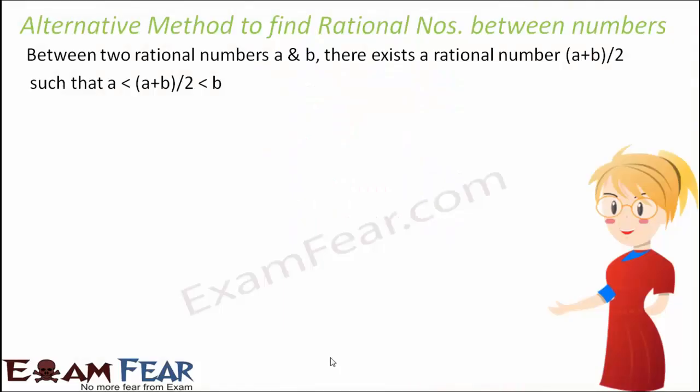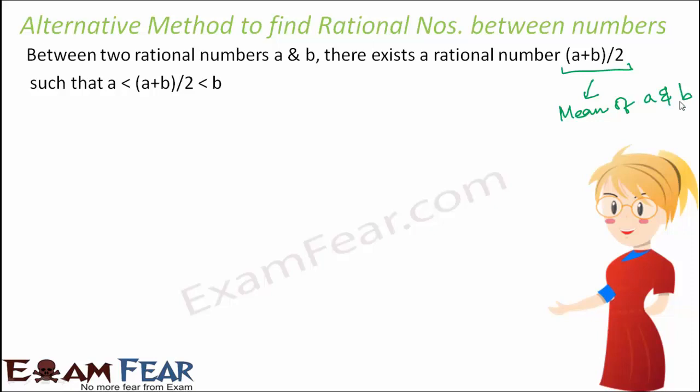So by calculating the mean of two numbers. Now between any two rational numbers a and b, there always exists a rational number (a plus b) by 2. What is this (a plus b) by 2? This is nothing but the mean of a and b. Now I am sure you all know what mean is. You have learnt about it in your previous class. So mean is nothing but the average of two numbers.